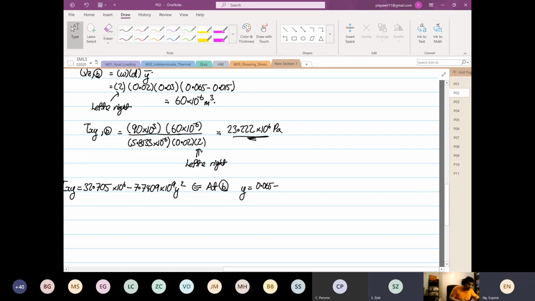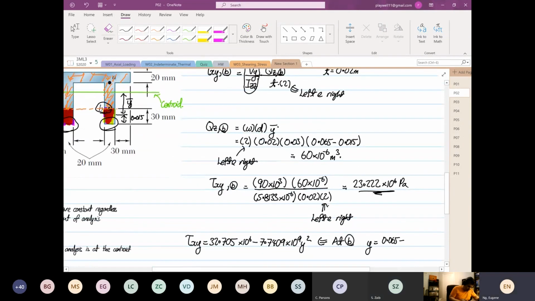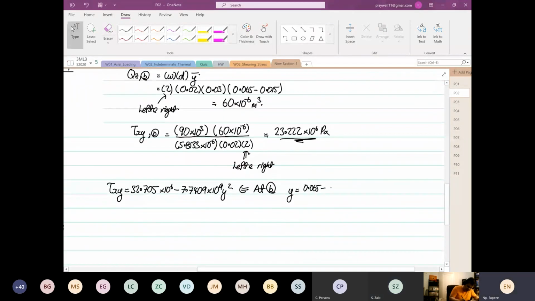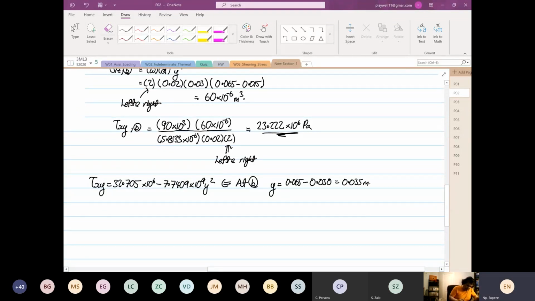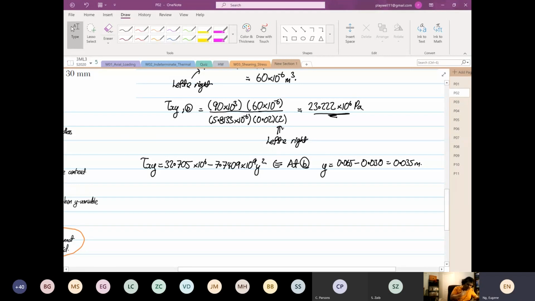minus 0.03. Someone has a question. If you have a question, ask me now, please. Anyone? Okay. Sorry, minus 0.0. Anyone have a question? Someone unmute the mic. If you have a question, please ask me. So 0.035 meters. So you substitute this into the equation now. The answer should be the same.